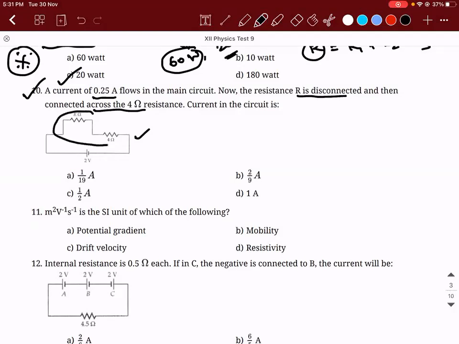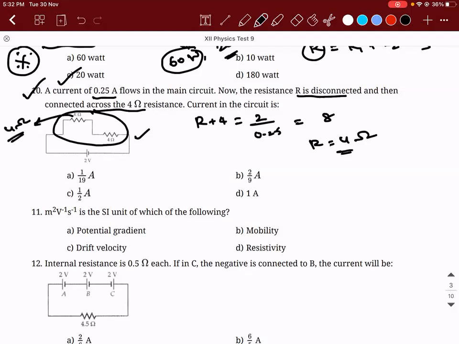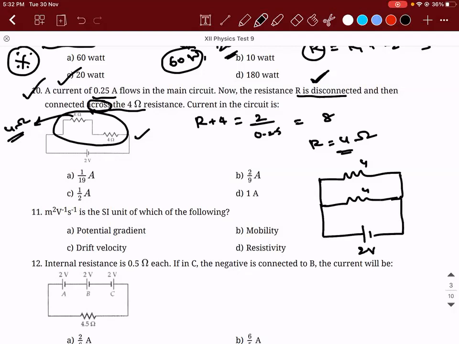So what is the equivalent resistance of this main circuit? R plus 4. So R plus 4 is equal to V divided by I. I is 0.25, so that is 8. So R is equal to how much? It is 4 ohm. So this is actually a 4 ohm resistor. Now what are they doing? The resistance R is disconnected and connected across. What is the meaning of across? It is connected in parallel. So this will be 4 ohm and this will be 4 ohm. This is 2 volt. Now what is the equivalent resistance? This will be 2 ohm. So 2 ohm connected across a 2 volt source will generate a current of how many amperes?